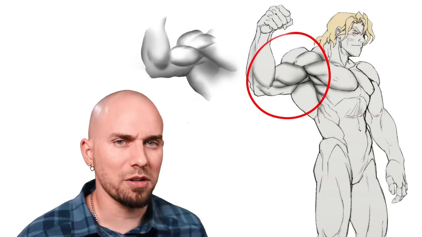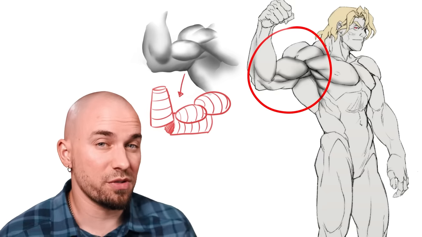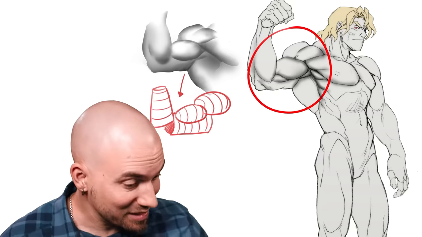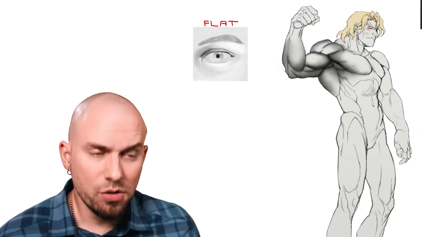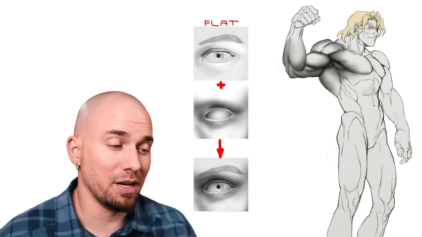You should always start by shading the supporting volumes first. Make sure those are convincing and then move on to smaller and smaller details. Don't go into details too early. You're basically guaranteeing that you're getting flat results.